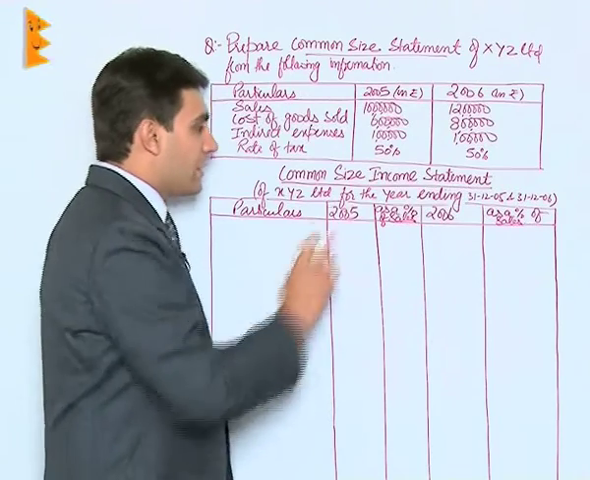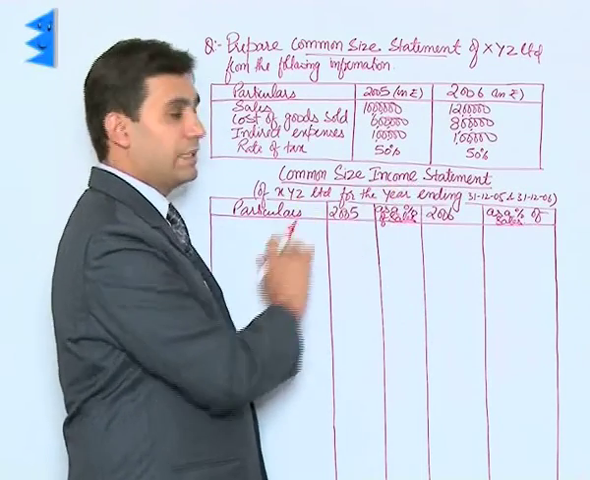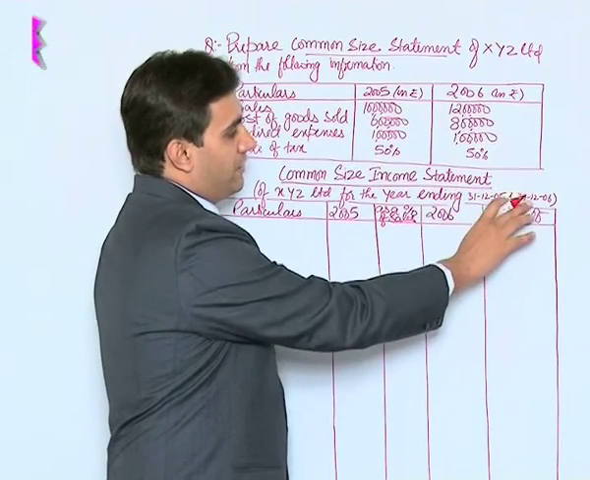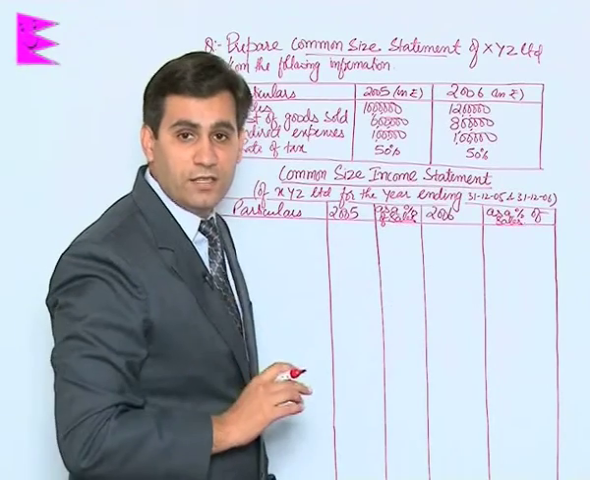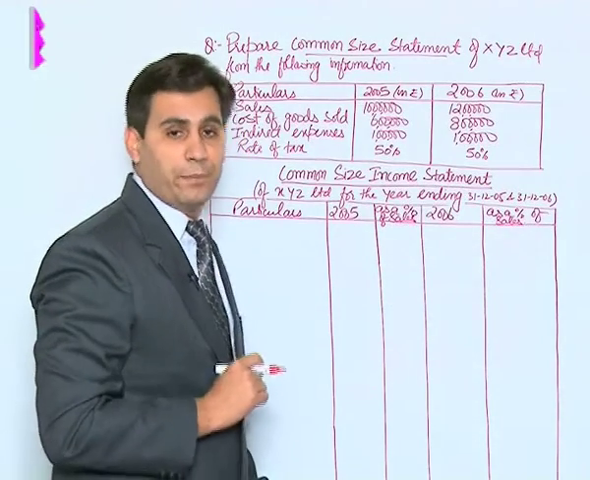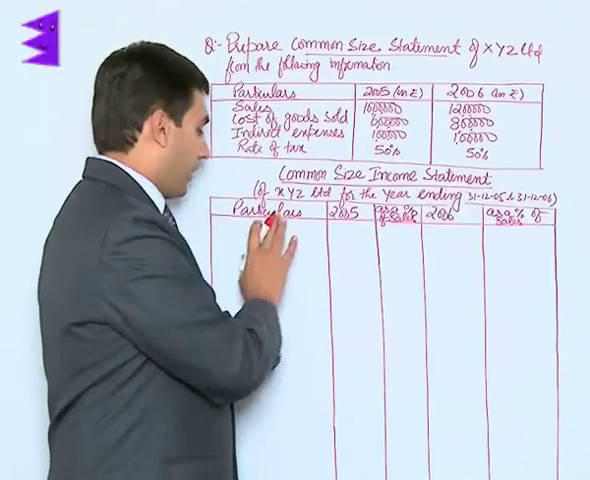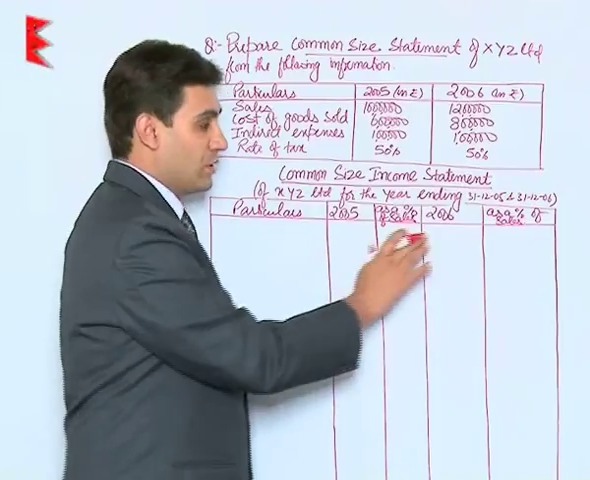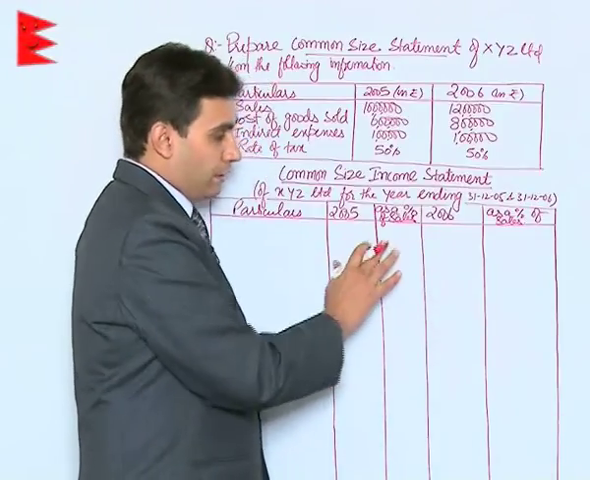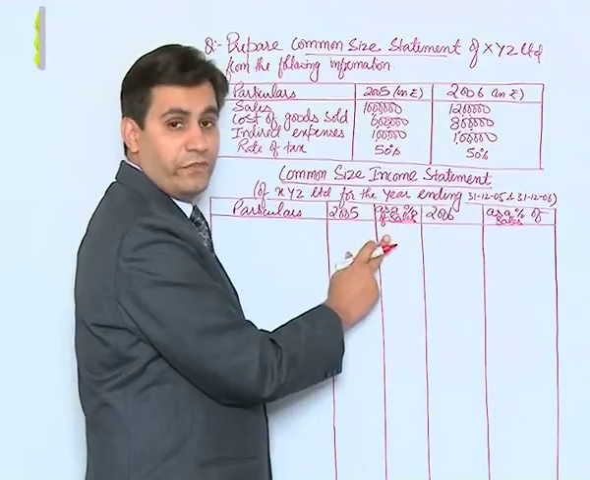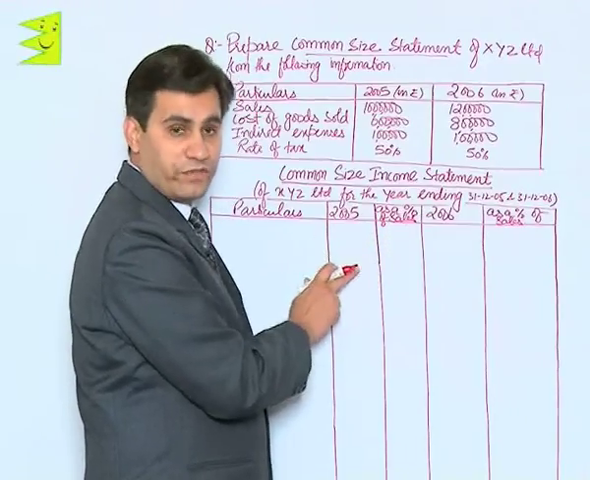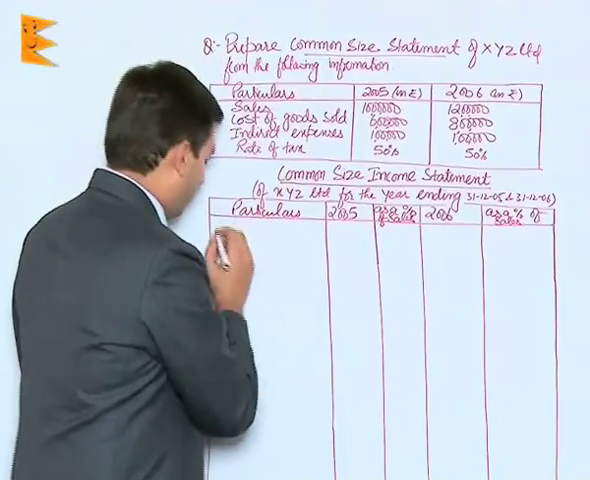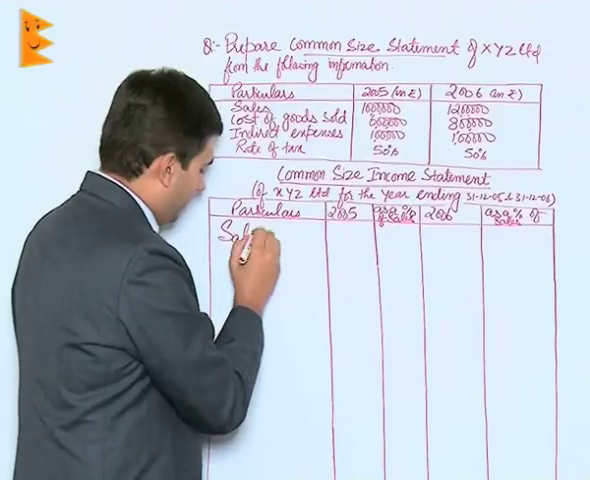So students, the format goes like this: common size income statement of XYZ Limited for the year ending 31st December 2005 and 31st December 2006, assuming that the years are closing in the month of December. Now students, the format includes particulars: 2005, that is the previous year; 2006, that is the current year. Then the columns in between them are as a percentage of sales. This column belongs to year 2005 and this column belongs to year 2006. So first of all, we will have sales.